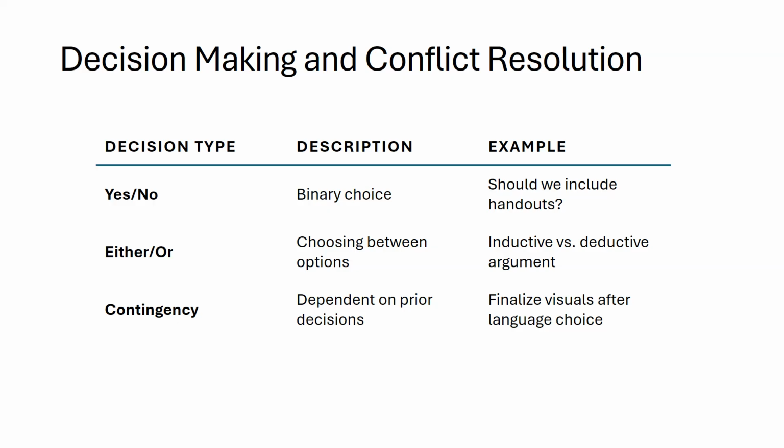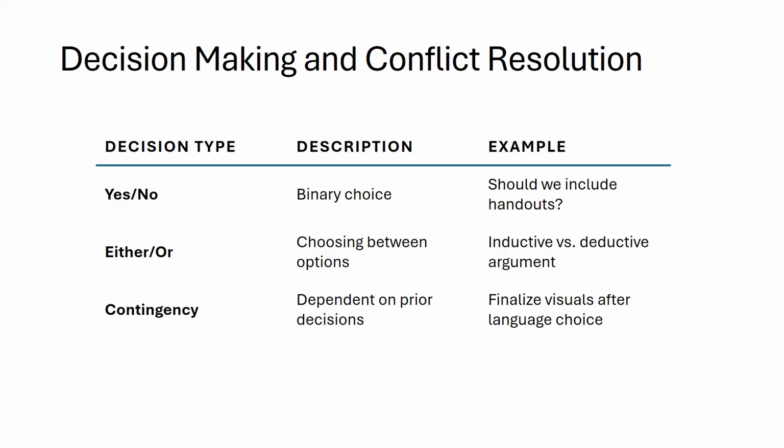Common decision types include yes or no decisions, for example, whether to include handouts, either-or choices, such as selecting between two argument structures, and contingent decisions that depend on prior outcomes, like finalizing visuals after determining technical language use. Effective decision-making ensures that all voices are heard, deadlines are respected, and the group remains focused on its objectives.